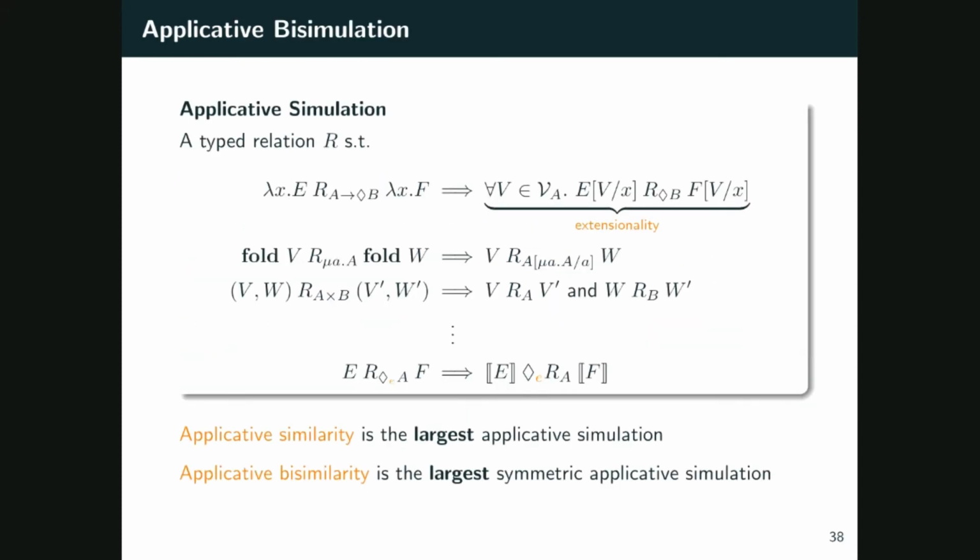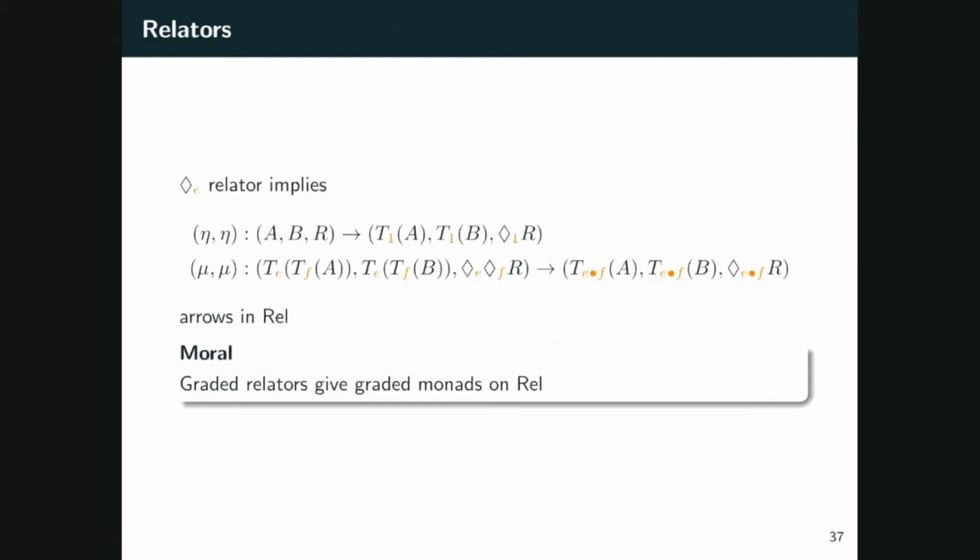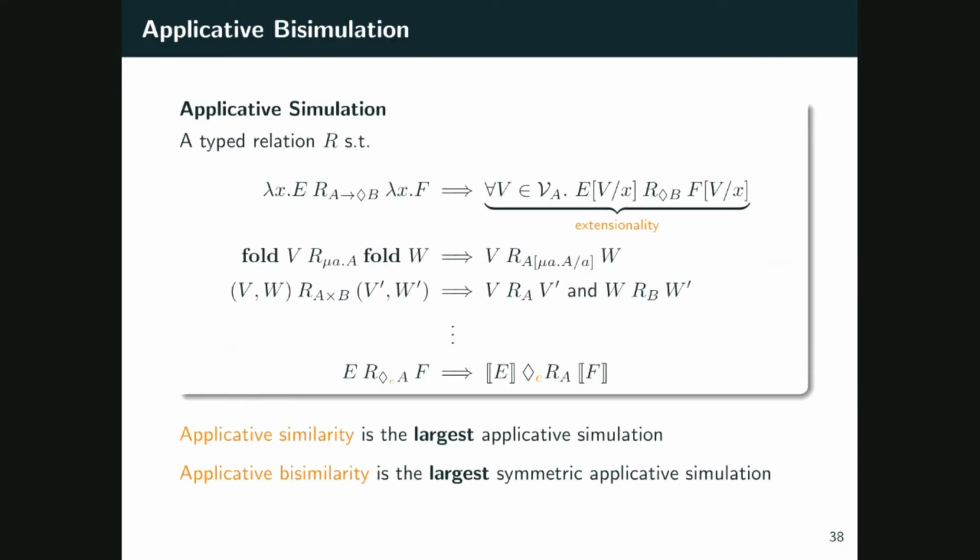So if we look at this category and we look back at the conditions that we put on the notion of a relator for a unit and multiplication, what we see is that these conditions are just requiring eta and mu to actually be arrows in this category of relations, right? So what we might say is that graded relators give us suitable notions of graded monads on REL, on this category of relations.